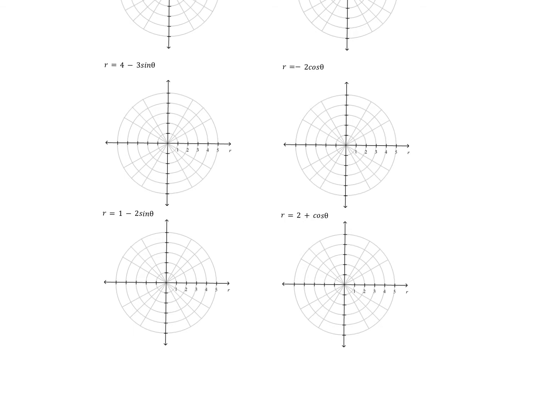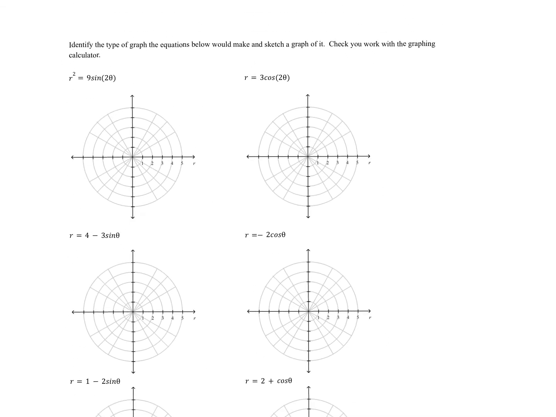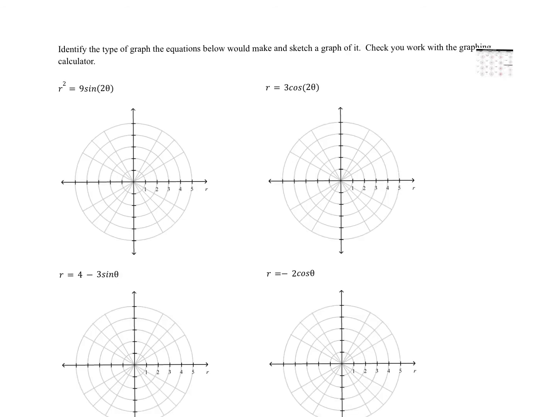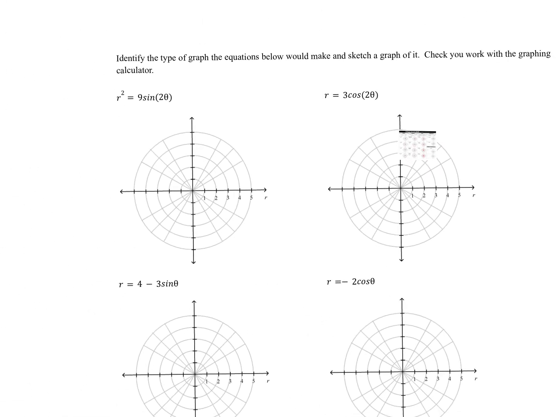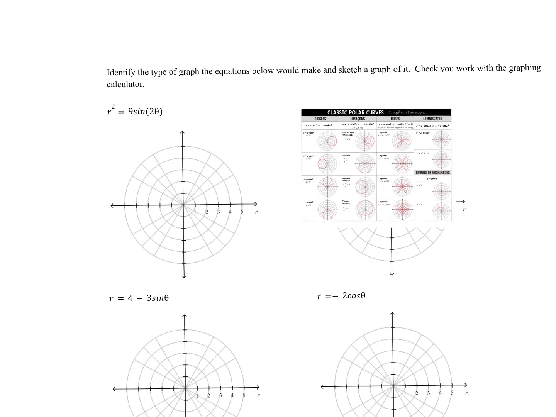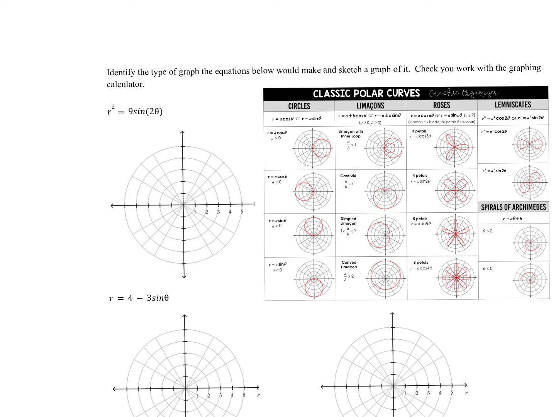If we look at these graphs, I want to know what kind of graphs these are, and then I want to sketch them. That's our goal for this page. Most of these you can graph on Desmos, but to use our chart, we can see which kind of graph each equation falls into, so we can get the specific name. This first one says r squared equals 9 sine 2 theta. This is going to match this graph over here: r squared equals a squared sine 2 theta. So this is a lemniscate.